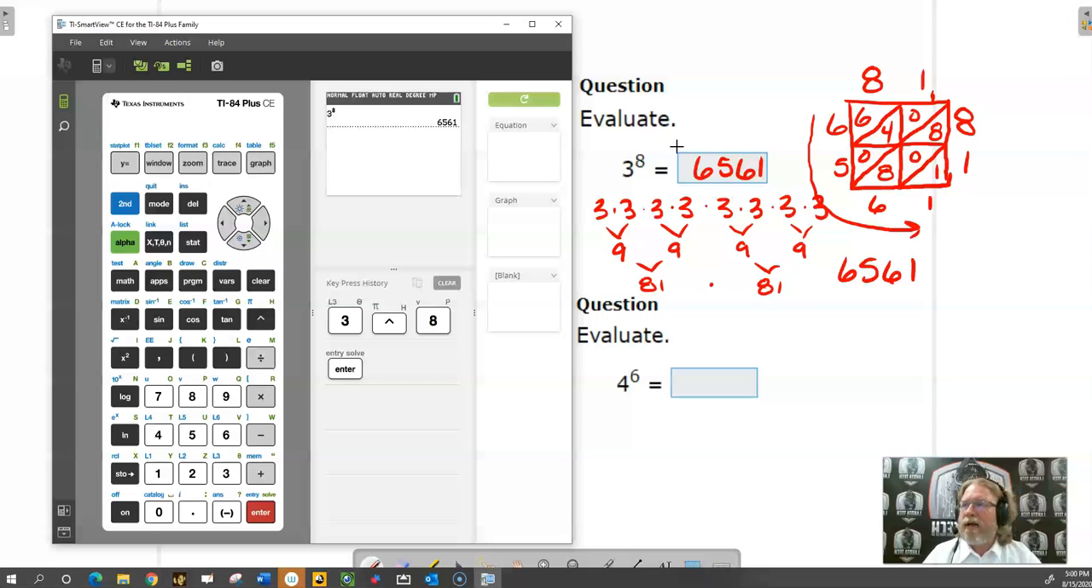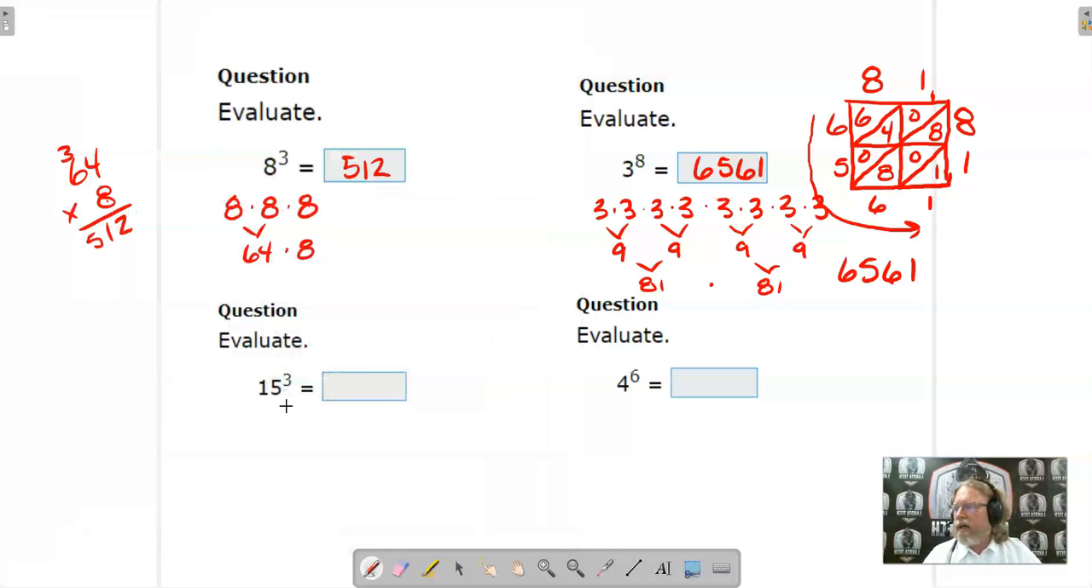I hope so, right? All right, so let's go ahead and we'll minimize that. And 15 to the 3rd power. So this here's another one of those where you start trying to figure out, wow, that's probably going to be easier to do with the calculator. It's 15 times 15 times 15.